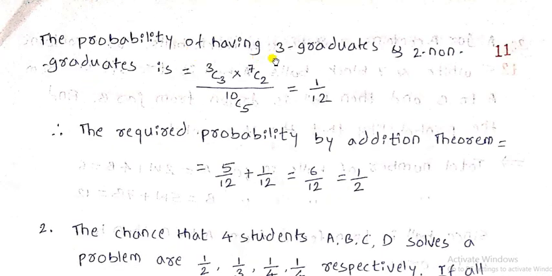The probability of having 3 graduate students and 2 non-graduates is 3C3 times 7C2, whole divided by 10C5, which gives 1 divided by 10. Therefore, the required probability by the addition theorem: we add the 2 results, 1 by 12 and 5 divided by 12, which gives 1 divided by 2.